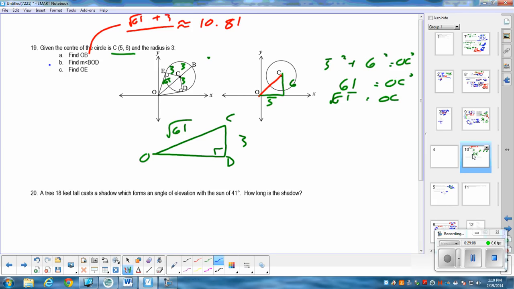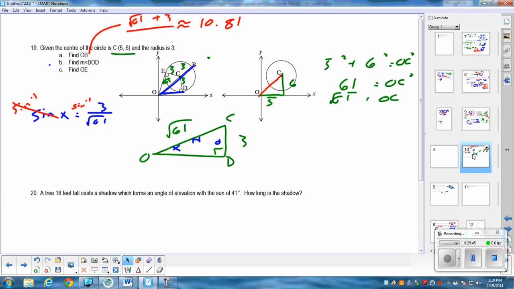For part B, we're looking for angle BOD, which is the same as angle COD, which is the same as that angle right there. For this angle, we know the opposite and we know the hypotenuse, which means we are going to use sine. So sine of the angle we don't know equals 3 over the square root of 61. To get rid of the sine, we're going to use the inverse sine, or arc sine, to both sides. And showing that work shows us that you understand the algebra behind this.